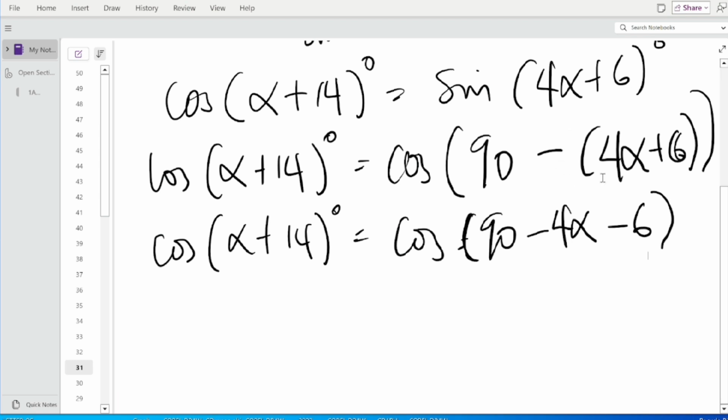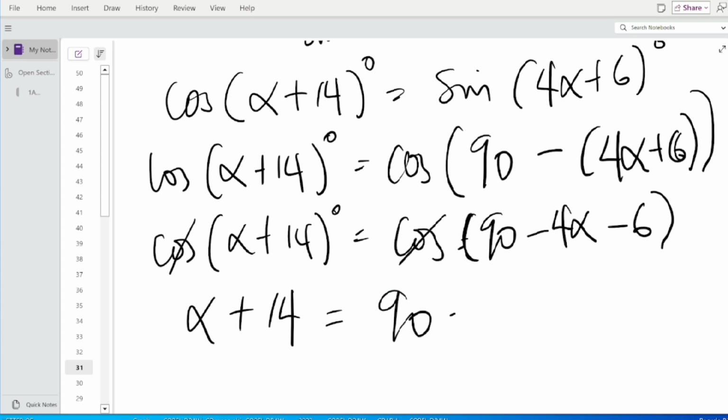It's like minus 1 times plus 4 alpha will give you minus 4 alpha, then minus 1 times plus 6 will give you minus 6. Because plus times minus is minus, then 1 times 6 is 6. So we'll have it in this format. At this point, we can now cancel out the cos. So you'll be having alpha plus 14 equals 90 minus 4 alpha minus 6.